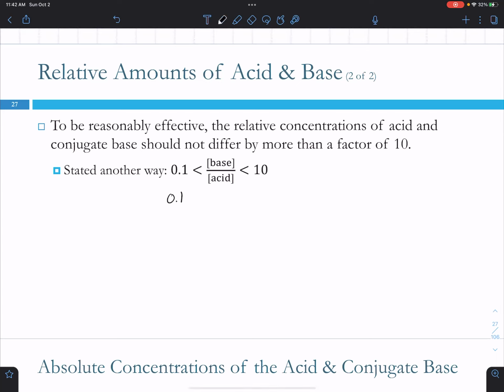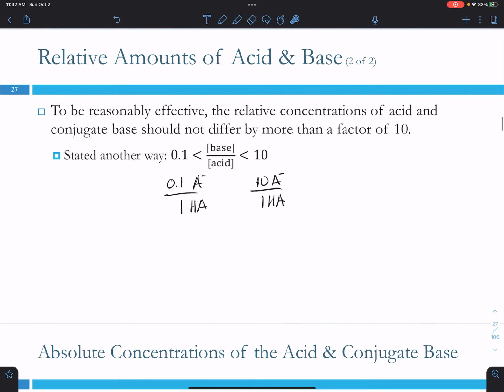So this is like saying 0.1 of our base over 1. Let me write it this way. I've been using A minus over HA, and on the other side, this is like saying 10 molar A minus over 1 HA. But it doesn't have to be those numbers. Anything that divides to give you 10 or 0.1, as long as you're inside of that, you can have a reasonably effective buffer.